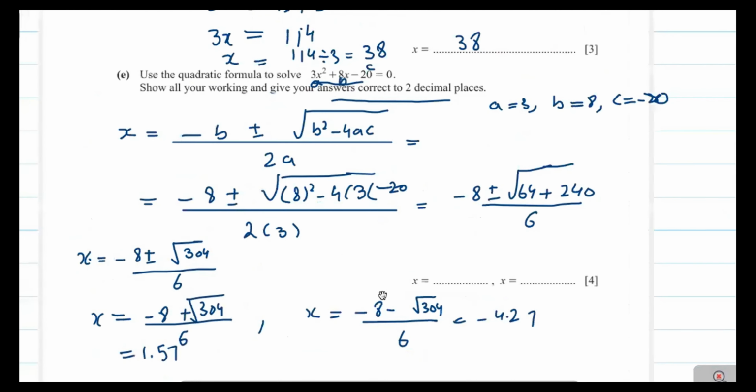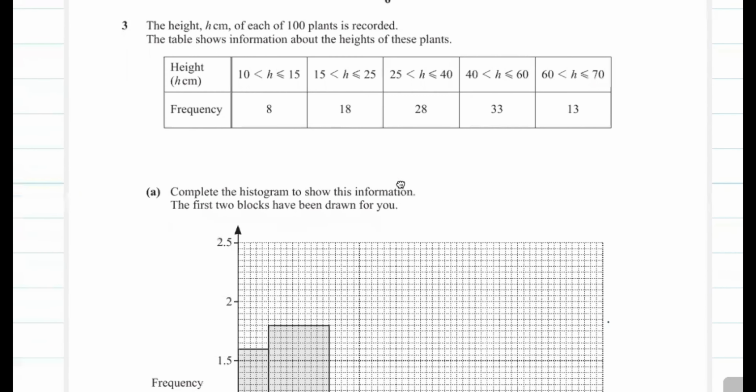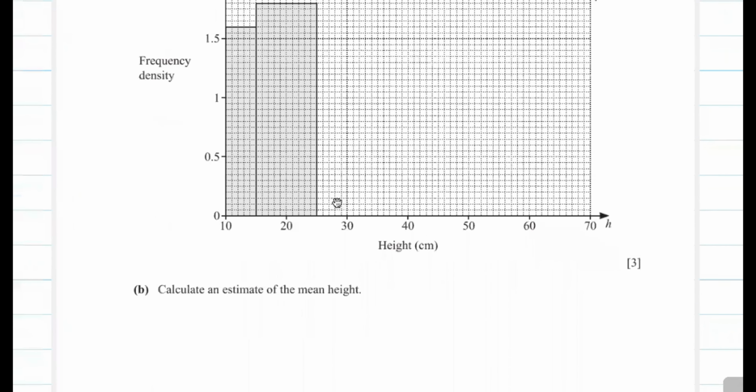Now we move to the next question. Question 3: the height in centimeters of each of 100 plants is recorded. The table shows information about the height of these plants. This is the table in which the heights and frequencies are given. Now part A: complete the histogram to show the information. The first two blocks have been drawn for you. You can see here the frequency density and the height.